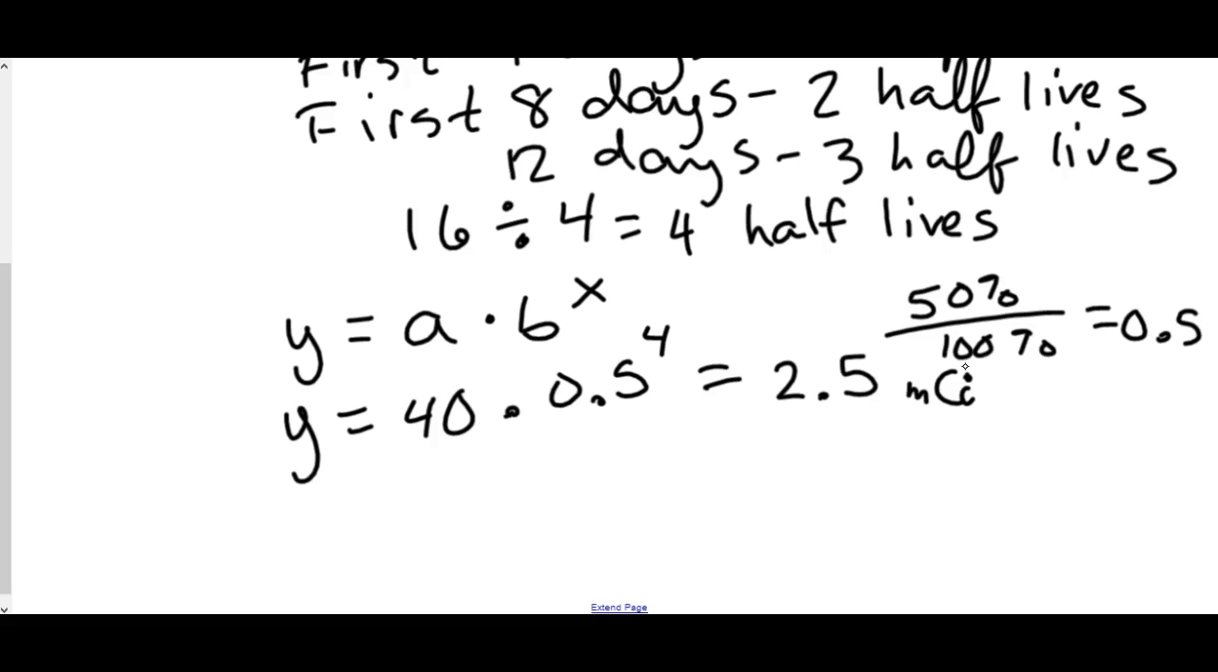So that concludes our discussion on exponential growth and decay.